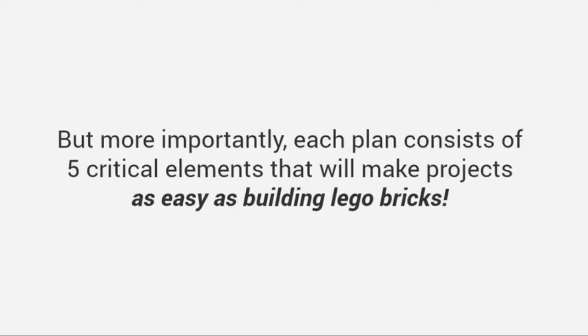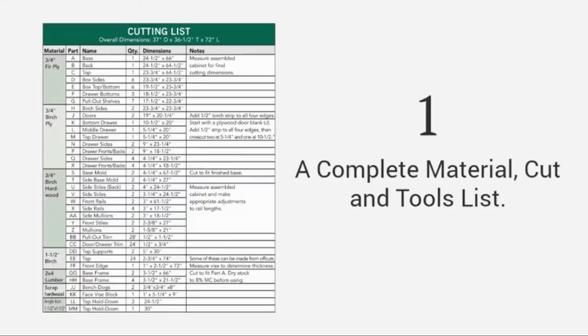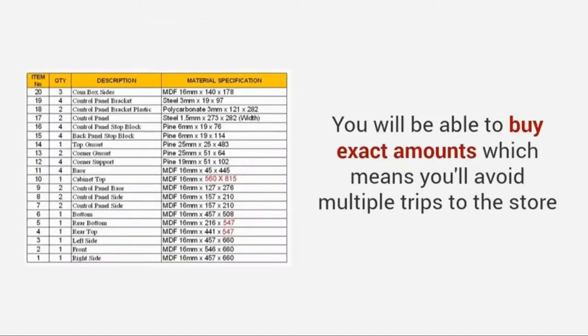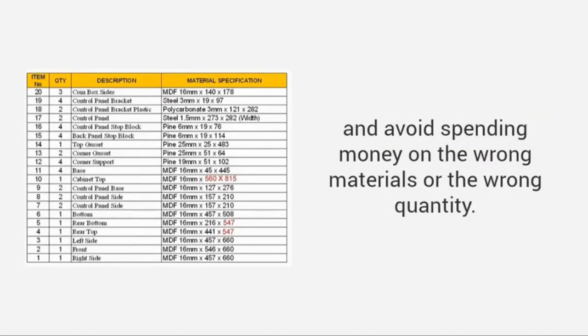But more importantly, each plan consists of five critical elements that will make projects as easy as building Lego bricks. A complete material, cut, and tools list. You get the exact materials, tools, and cutting list for every project. You will be able to buy exact amounts, which means you'll avoid multiple trips to the store and avoid spending money on the wrong materials or the wrong quantity.